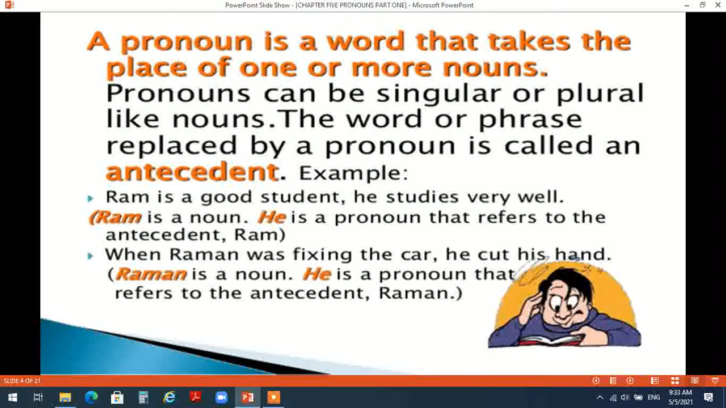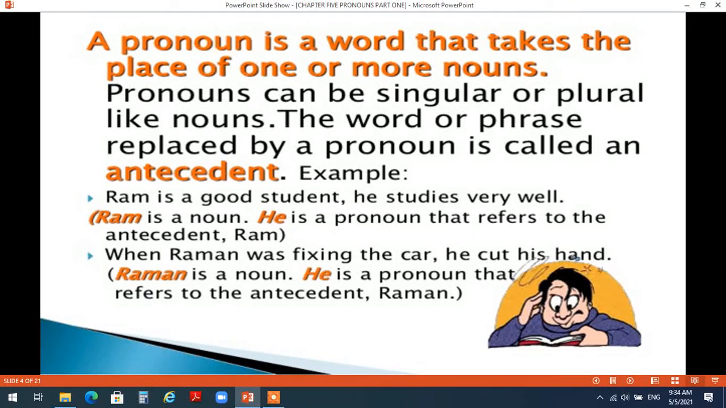So a pronoun can be defined as a word that takes the place of one or more nouns. إذا ممكن أن نعرف الضمائر أنها عبارة عن كلمات تحل محل اسم واحد أو عدة أسماء. Pronouns can be singular or plural like nouns. إذا ممكن للضمائر أن تكون في صيغة المفرد أو في صيغة الجمع تماما مثل الأسماء.